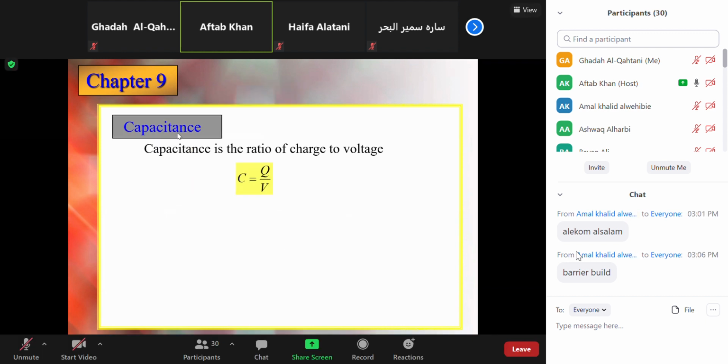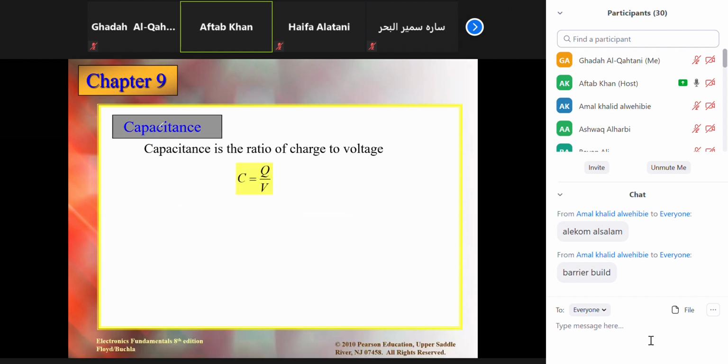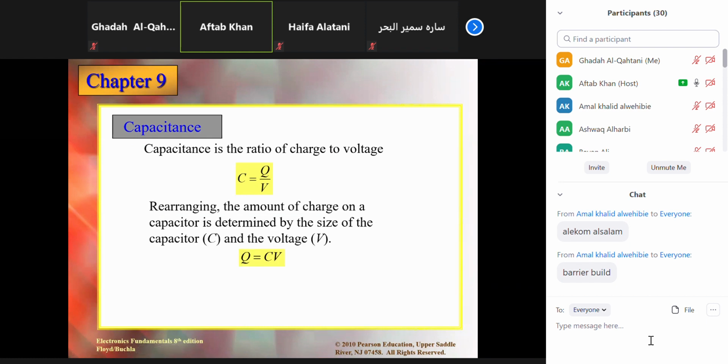Okay, so some basics again, you already know these formulas. Capacitance is the ratio of the charge to the voltage. So C is equal to Q over V, and you already know the units of the charge and the voltage. This formula could also be written as Q is equal to C into V, where C is the capacitance and V is the voltage.